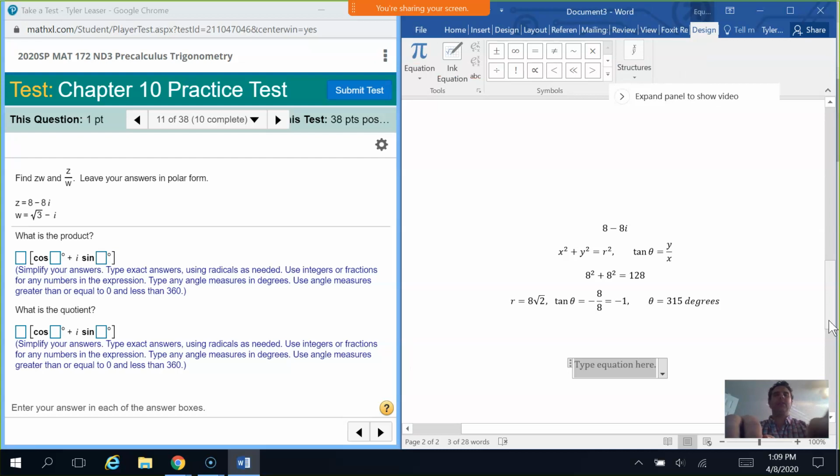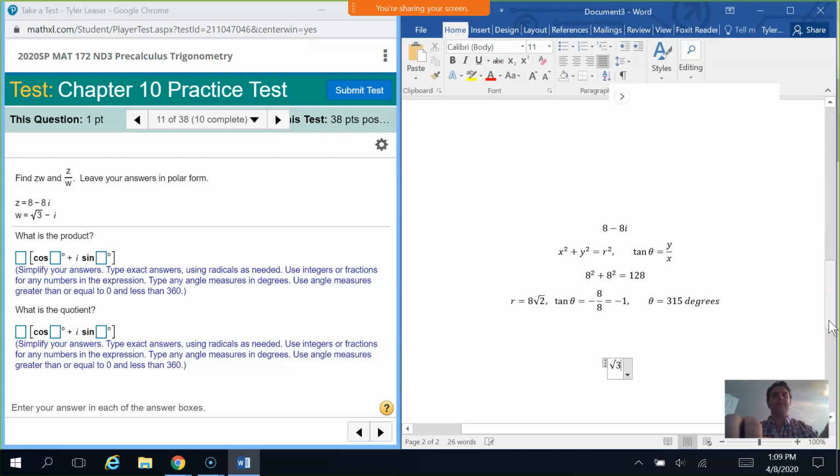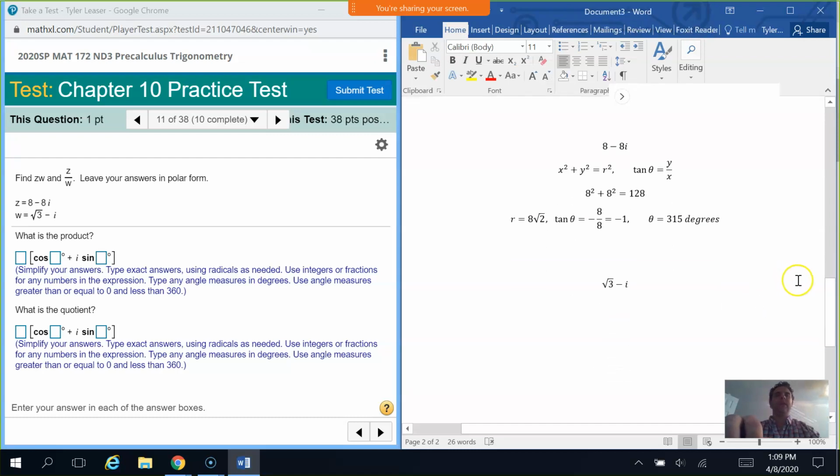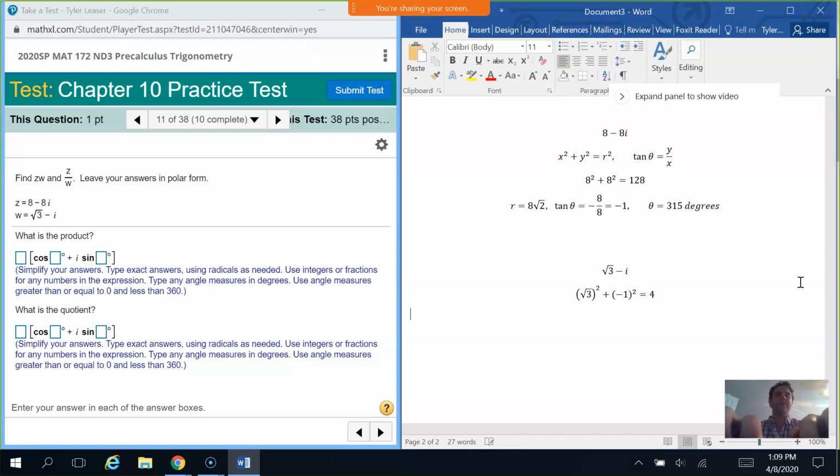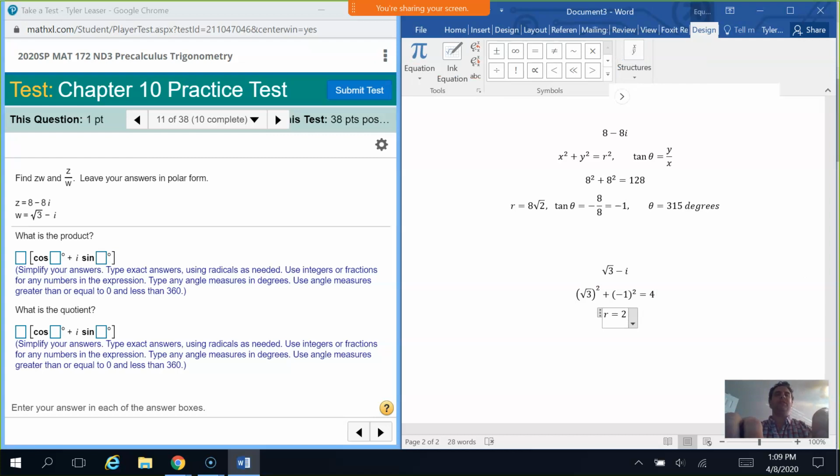So for W, I have the square root of 3 minus i. Again, finding the R and the theta, we're going to do the square root of 3 squared plus negative 1 squared. That comes out to be 4, which says that my R value has to be 2. We're also going to do tangent of theta equal to the y divided by the x, which is negative 1 divided by square root 3.